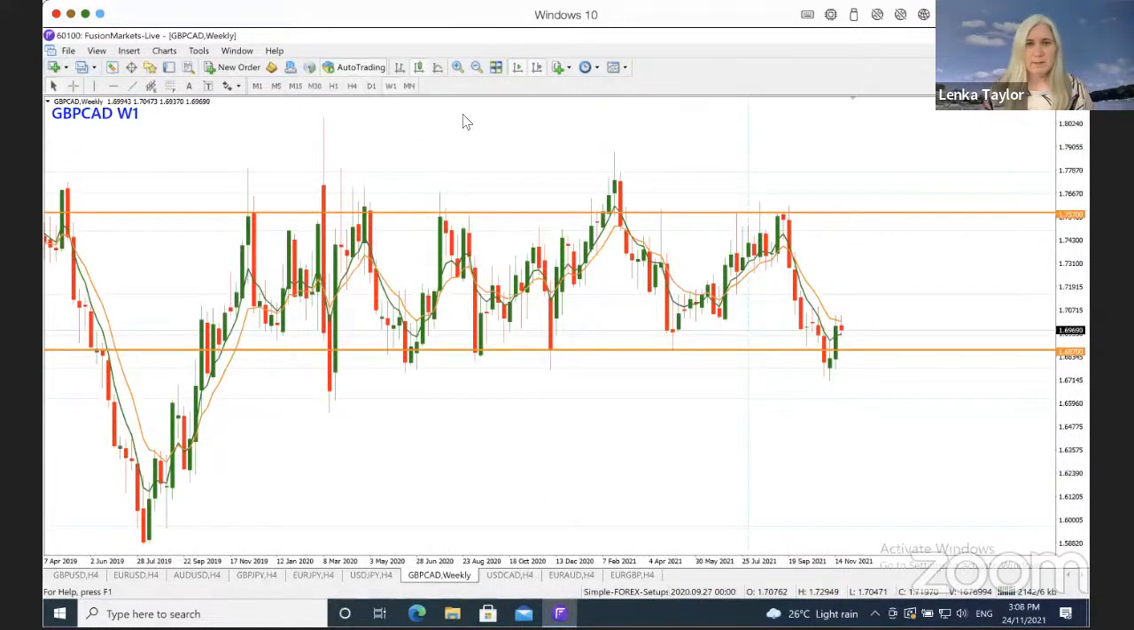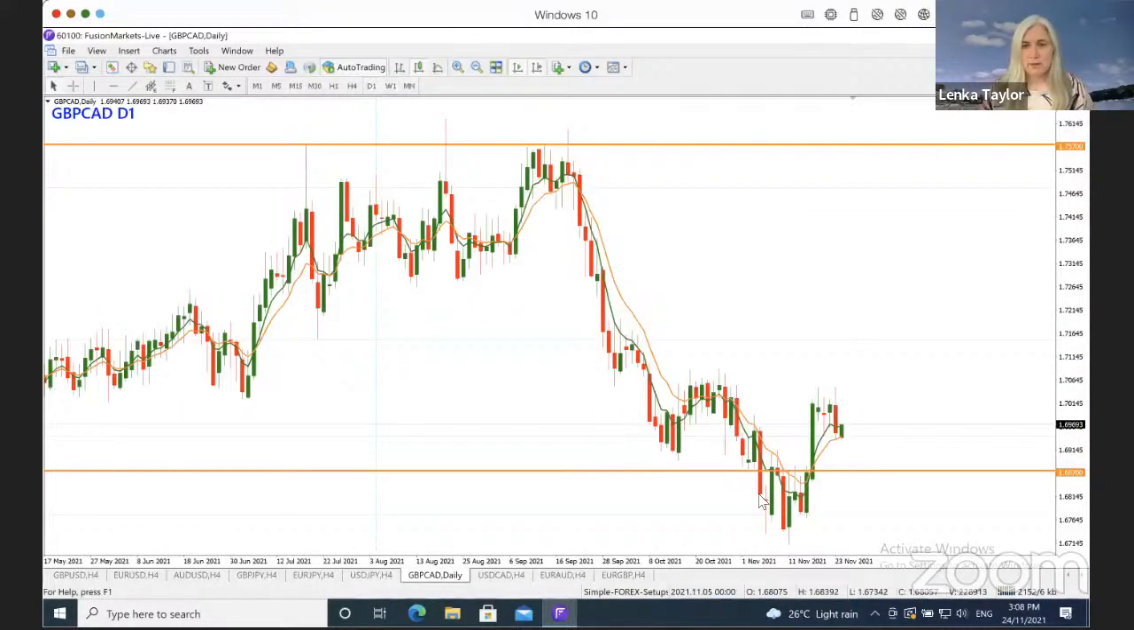So on the weekly, this is a bit of a ranging market between those two horizontal levels. So it's had a reversal of the bottom here on the weekly, on the daily as well. So looking for a slight pullback and then looking for long.